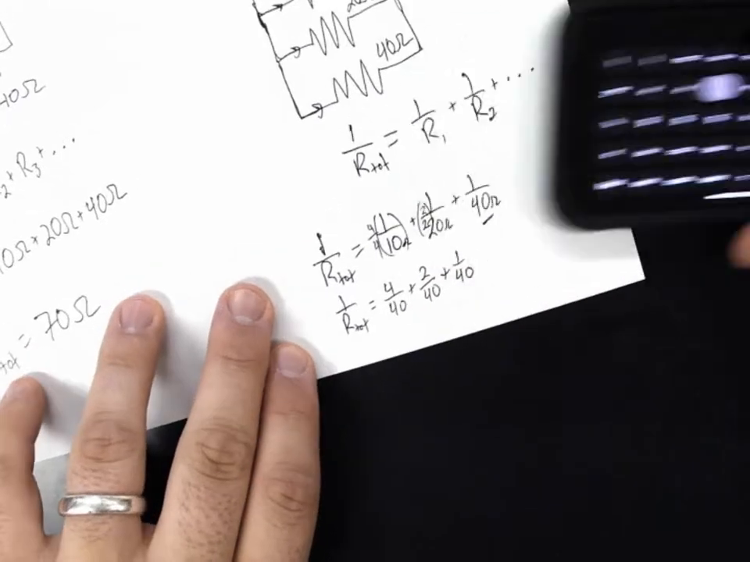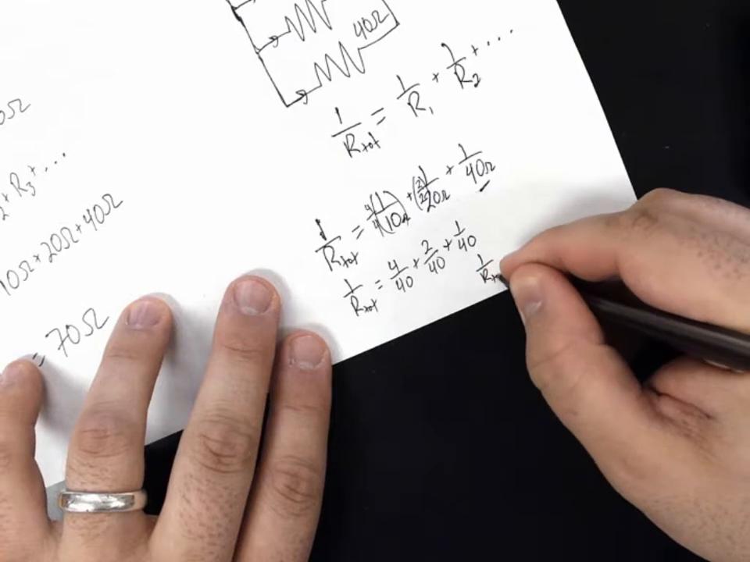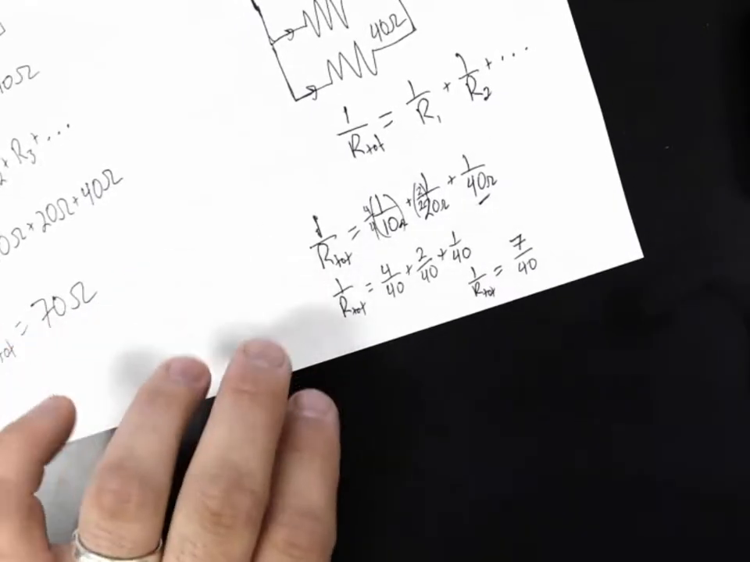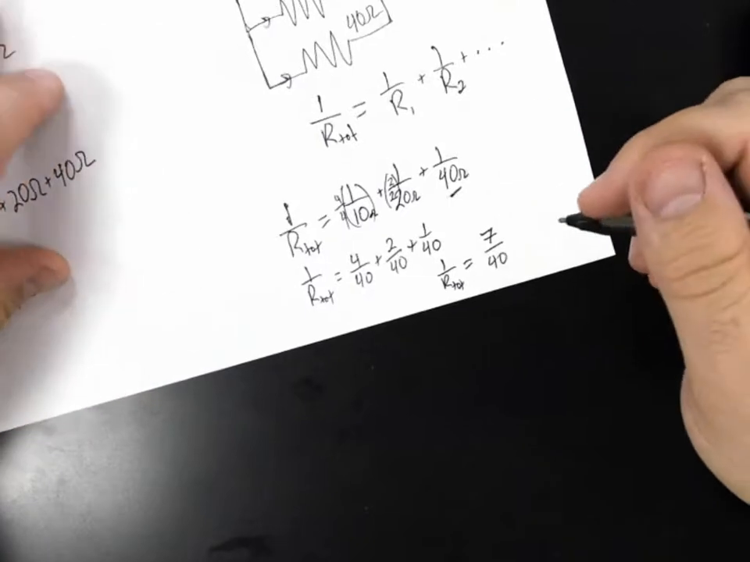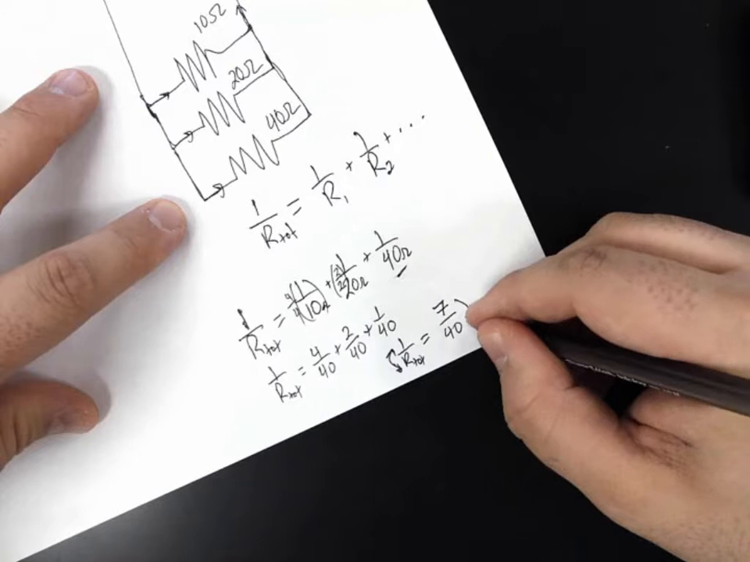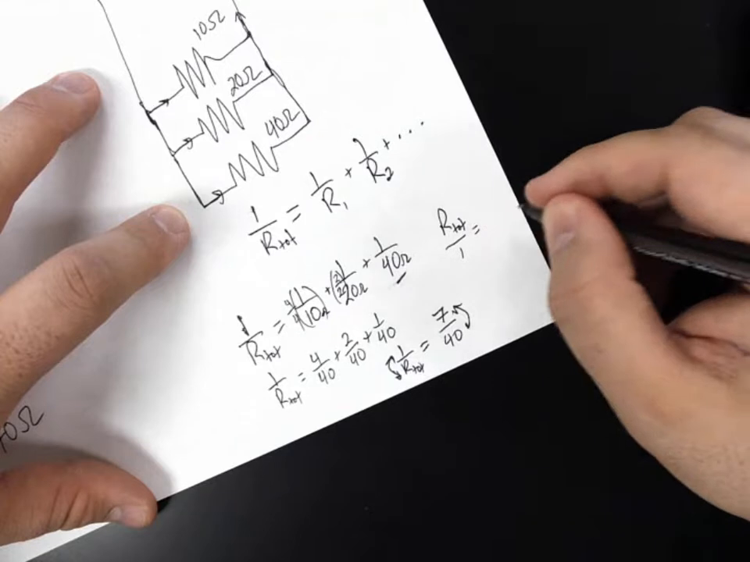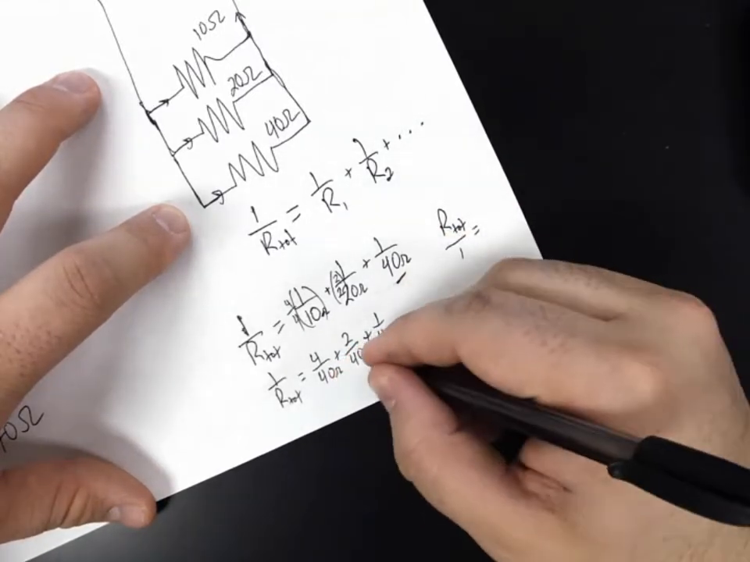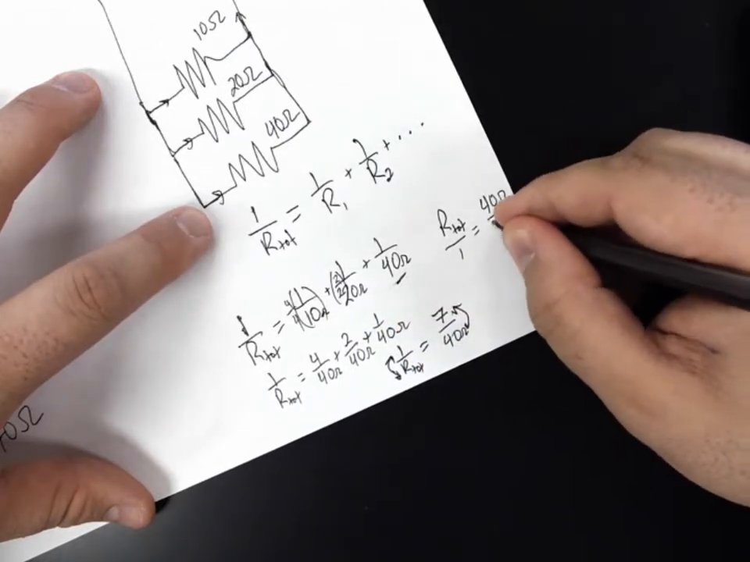If you do that, you find that all of these together give 1 over R total equals 7 over 40. As you know, this is not the end of the problem. We have to do the old reciprocal, so we flip the top and the bottom of both sides. So this will be R total, and there should be ohms all over the place, equals 40 over 7 ohms.